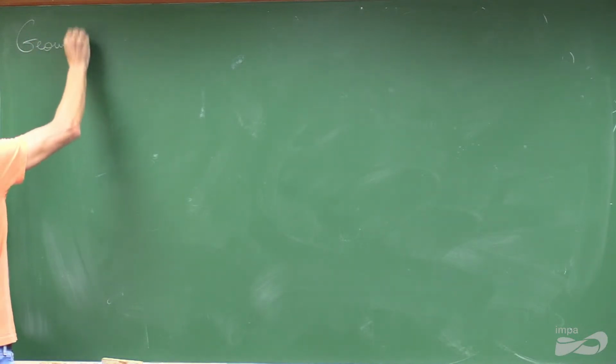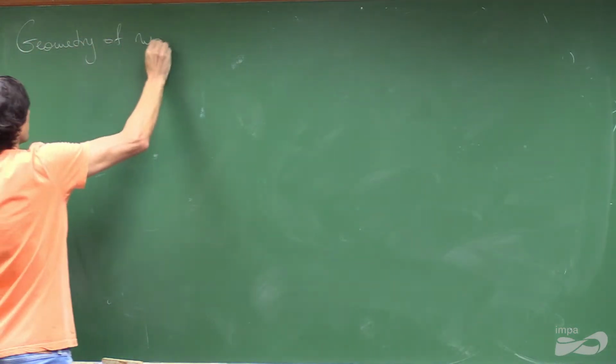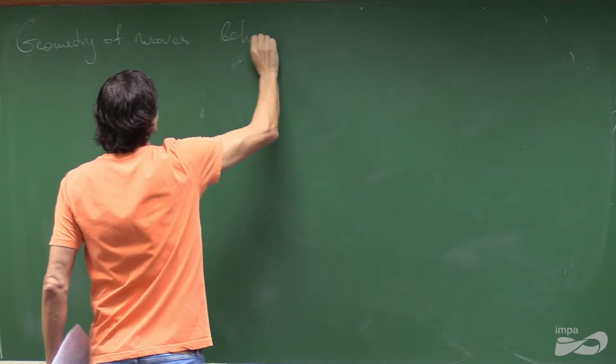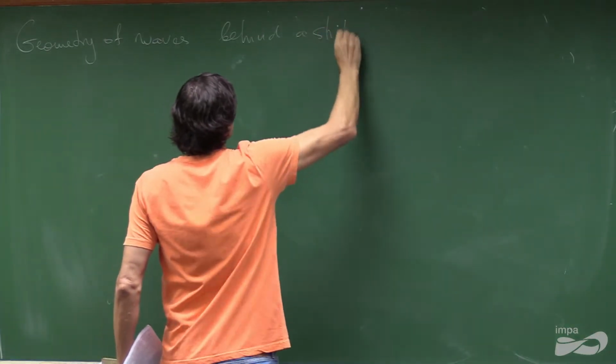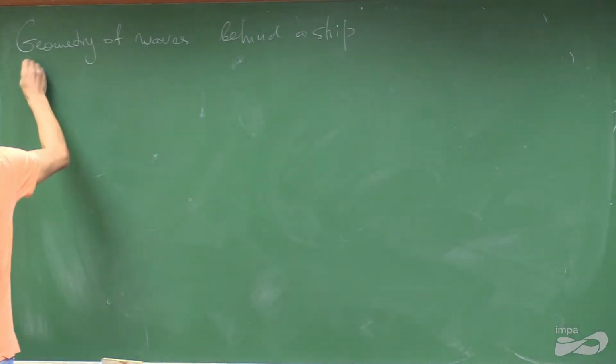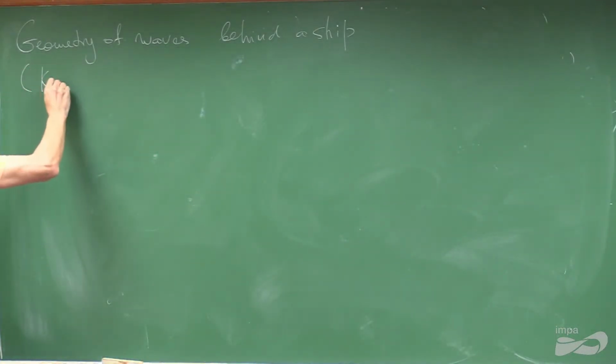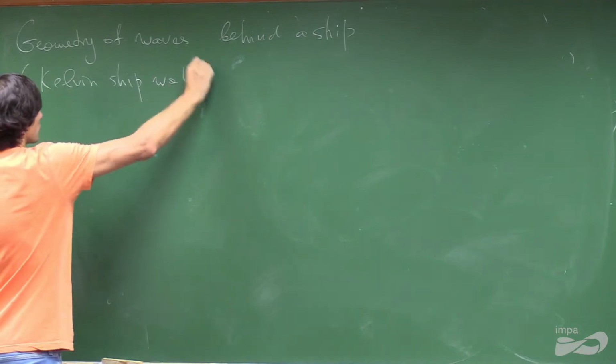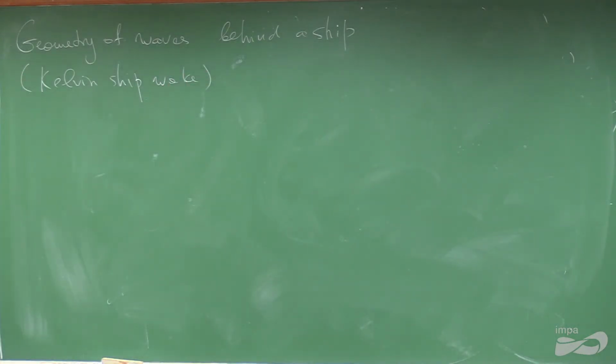So we will derive, we will obtain the geometry of waves behind the ship. You can always find it by the name of Kelvin ship wake. It was explained first by Kelvin. And our analysis will be based just on three hypotheses.